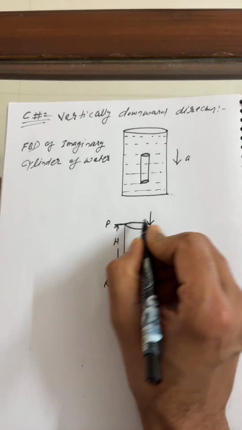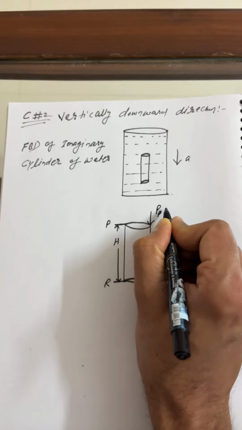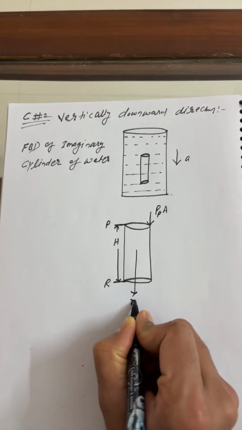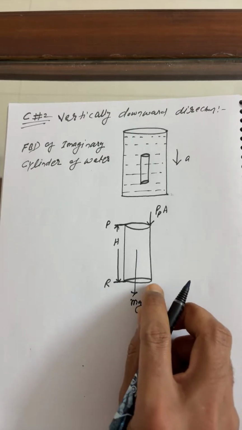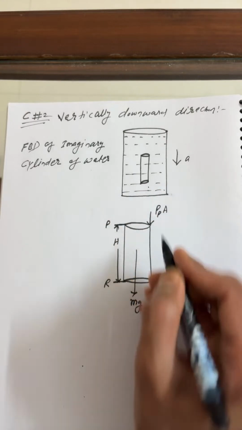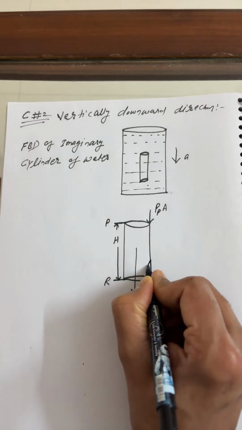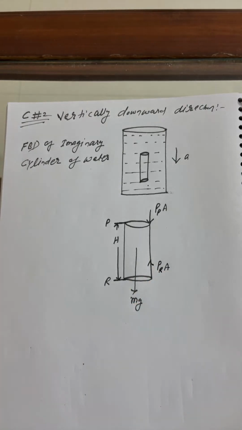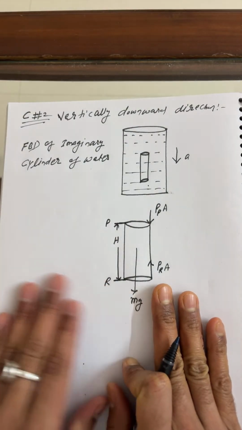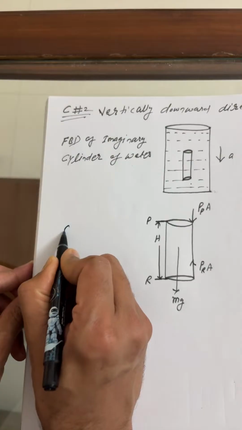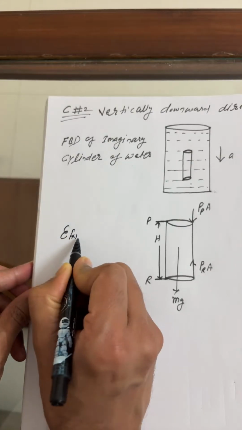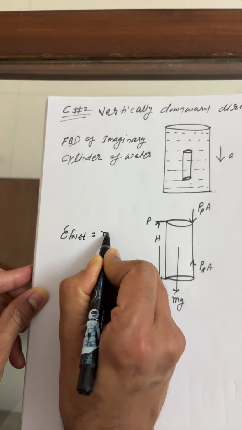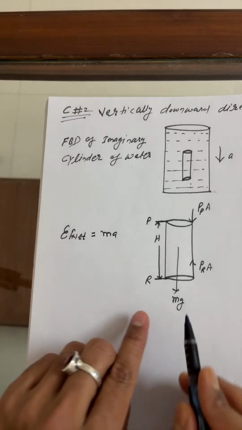So this is pressure at point P into A, a force. mg acts in the downward direction. This part is also in contact with the liquid, so you can write pressure at R into A. I have already represented all the forces. Now I'm going to apply the concept of Newton's laws of motion: summation of F net is equal to ma. This is very common.